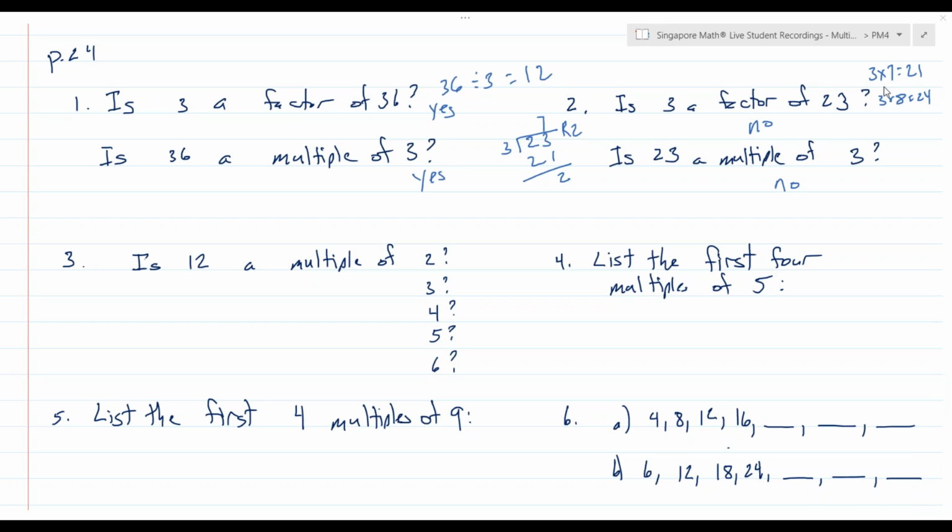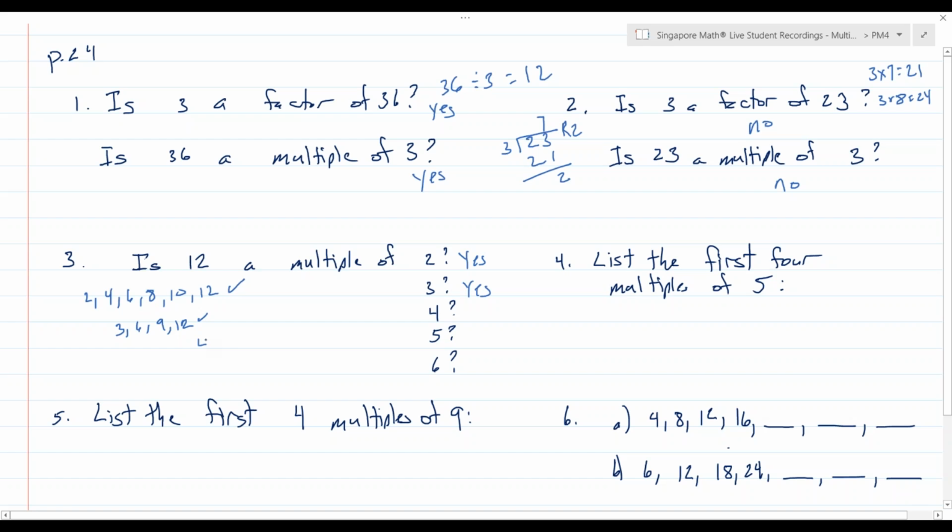Look at question number 3. Is 12 a multiple of 2? In other words, if I count by 2s, do I get to 12? 2, 4, 6, 8, 10, 12. Yes, 12 is a multiple of 2. What about 3? If I count by 3s, do I get to 12? Yes. So 3 is a factor of 12, and 12 is a multiple of 3.